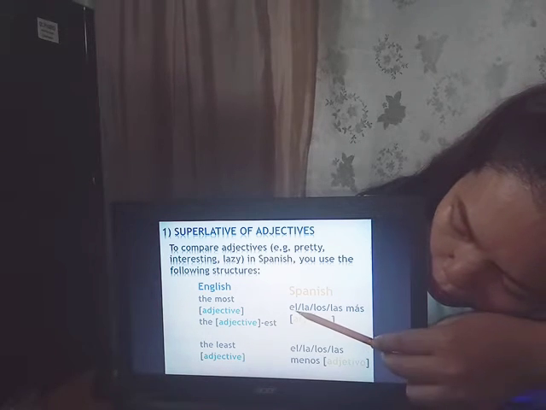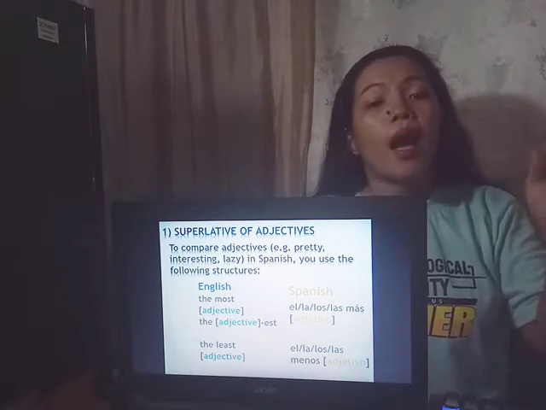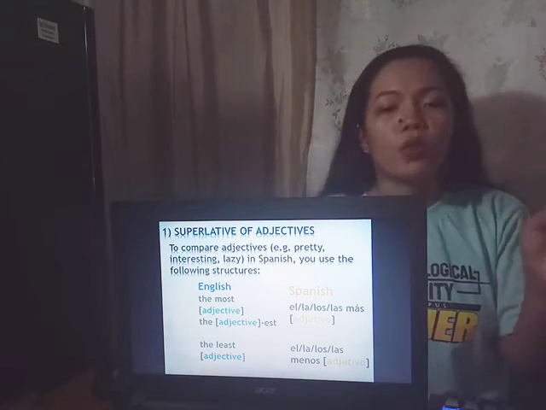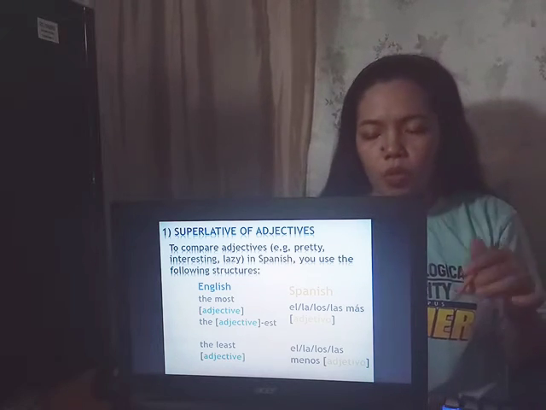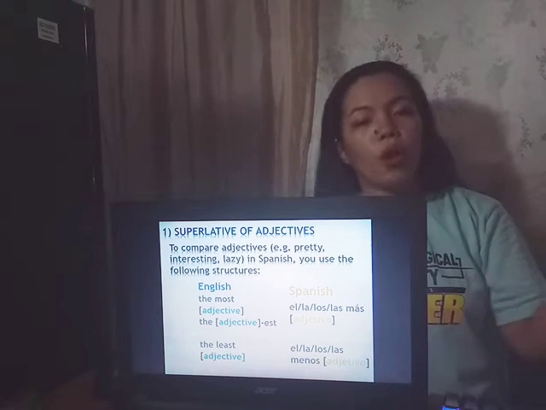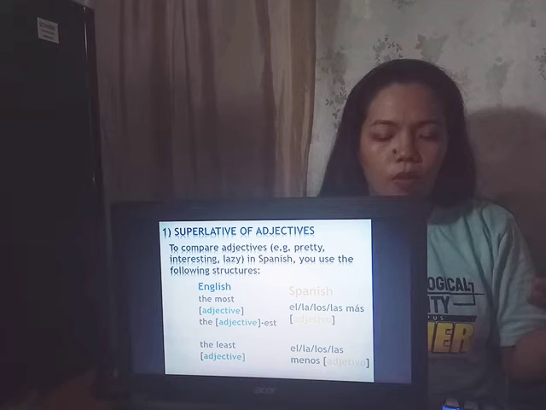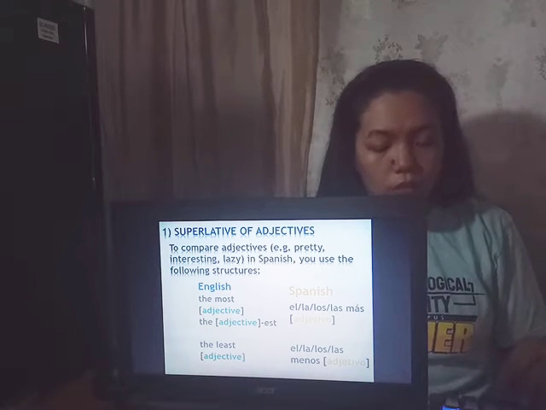So here, el, la, los, las, más. Más. So in Bisaya, más guapa ka. Más guapo siya. Okay? So here, menos means negative. Menos guapos, or dili siya ang pinaka, least, when you talk about something, describing something.